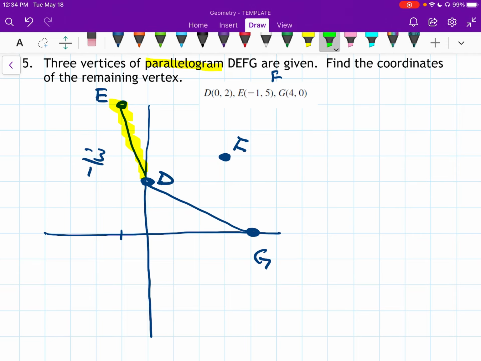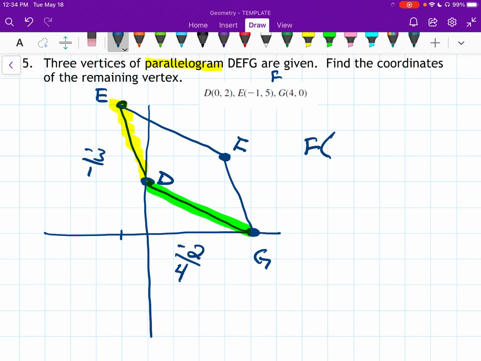Let's look at this guy's slope. From D to G, we go down 2 and then over 4. So let's check from E to F. Well, E to F would go down 2 and over 1, 2, 3, 4. So that's good. And I think that's going to be our parallelogram. Let's list this as F is at, what is that? Is that 3, 3? Yep, 3, 3.